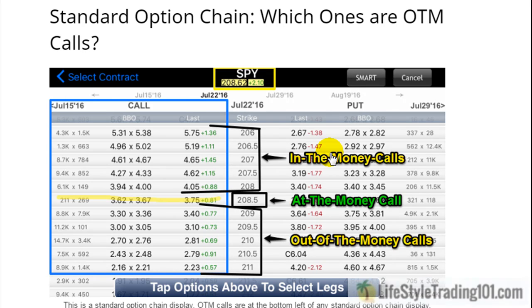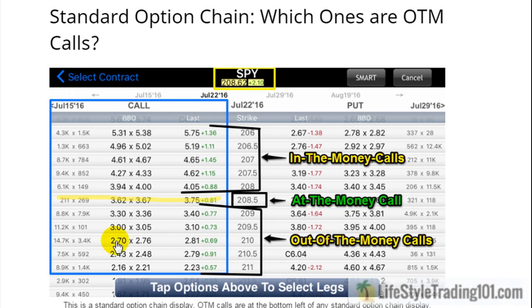So let's take a look at the option chain. This is a standard option chain, and you have basically your strike prices going down the middle. On the left side, you have your call options. On the right side, you got your put options. Now, when we're talking about out of the money calls, we're talking about the strike prices that are higher than where the market is trading at. So if the market is trading, for example, at 208.5, then any strike price higher than that is out of the money. So where is that on the option diagram?